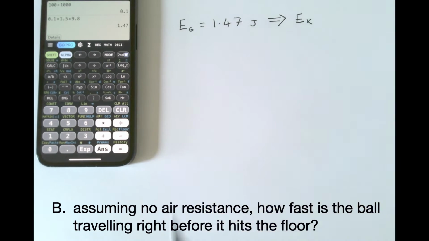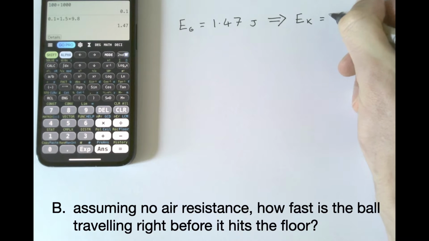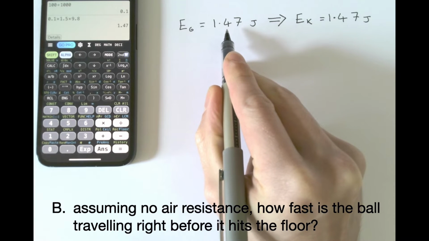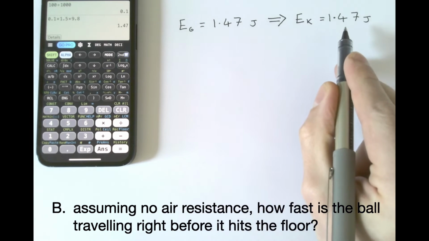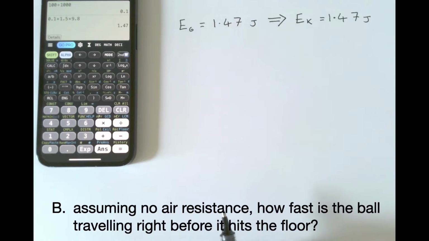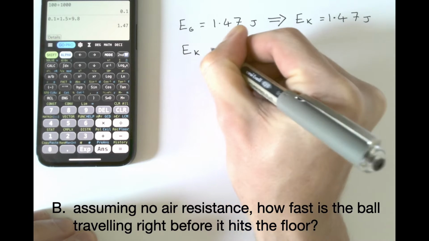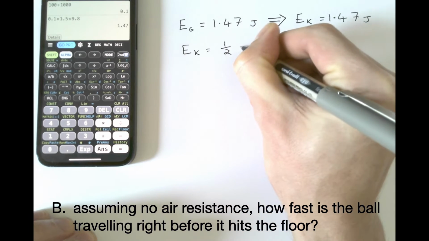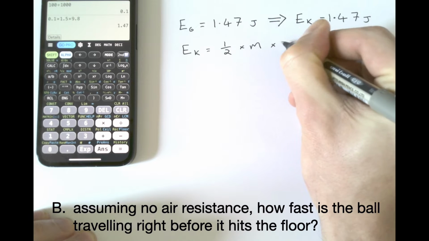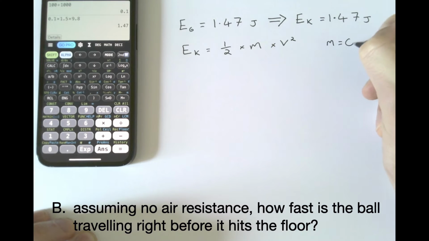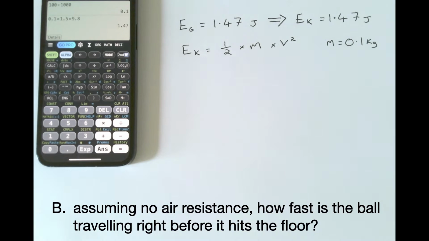So that means the kinetic energy also equals 1.47 joules, or rather I should say the gravitational potential energy is transferred into this kinetic energy. So what's the equation for kinetic energy? It's half times mass times velocity squared, remembering from earlier that the mass we have is 0.1 kilograms. So now let's put the numbers into this equation.